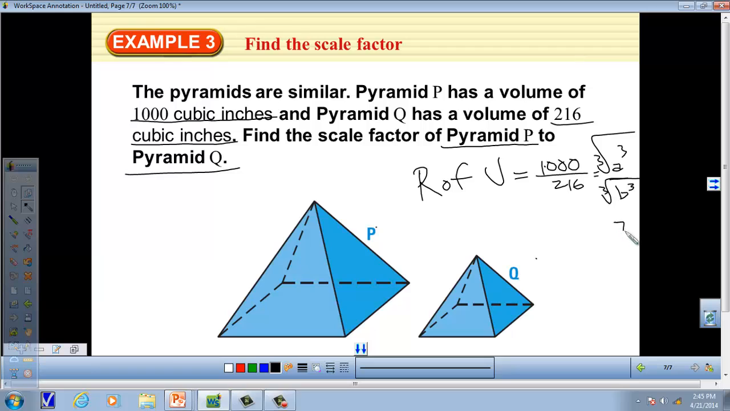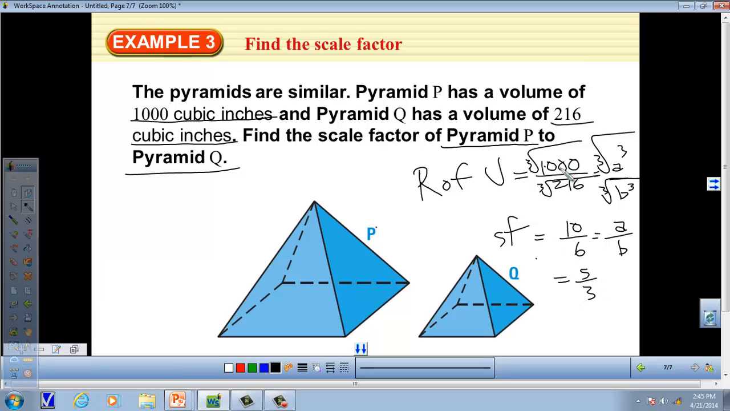Those are both perfect cubes. This would give us A over B, and A over B happens to be our scale factor. So we would say the cube root of 1,000 and the cube root of 216. Cube root of 1,000 ends up being 10. Cube root of 216 ends up being 6. And we can reduce this. These are both divisible by, I'm sorry, by 2. So it gives us 5 to 3.